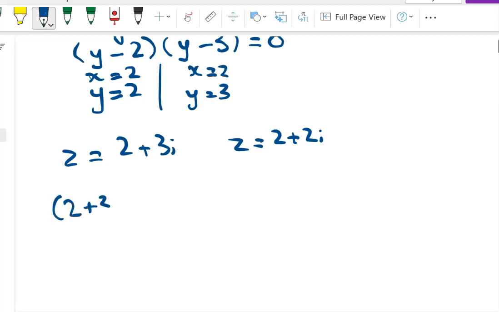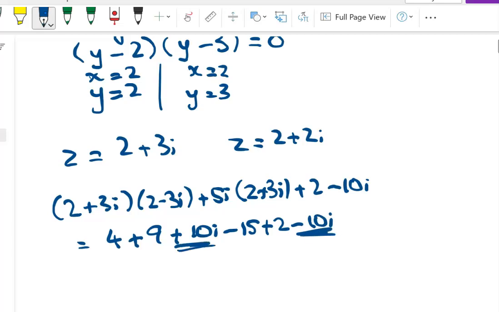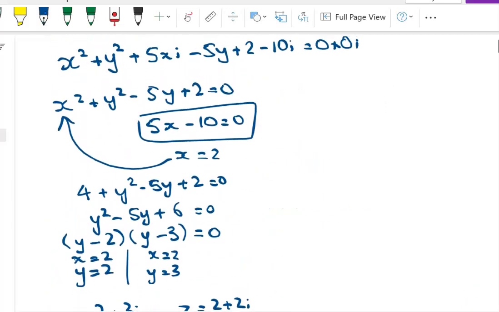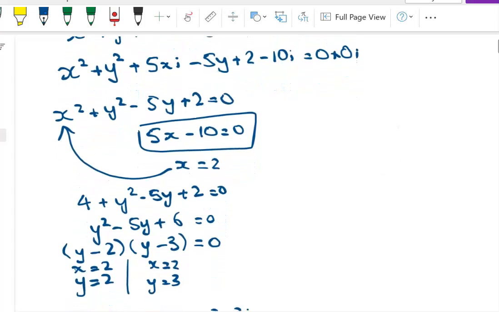So 2 plus 3i times 2 minus 3i plus 5i times 2 plus 3i plus 2 minus 10i gives me 4 plus 9 plus 10i minus 15 plus 2 minus 10i. You can see that the imaginary bit goes, and so does the real part. So that one's good, and we can do a similar check for 2 plus 2i, and they both work. I don't think there's any other solution to that. I'm just having a think about that. Yep, no, that looks good.